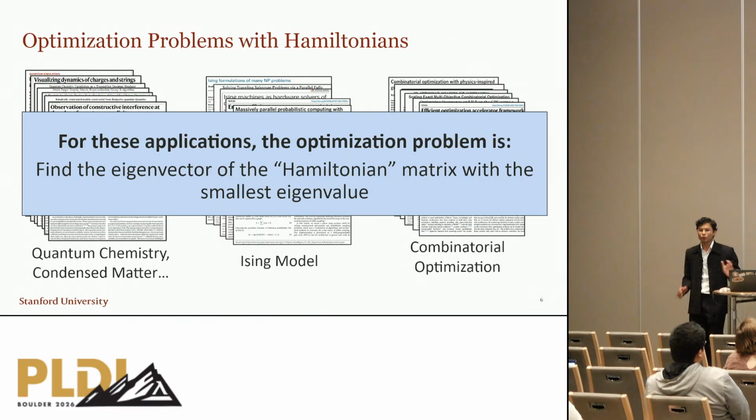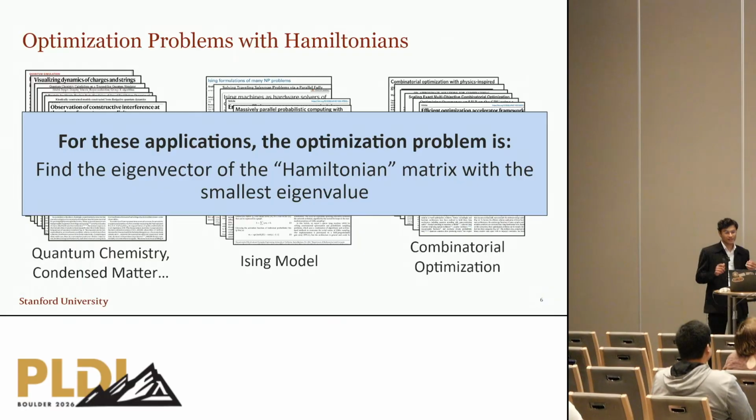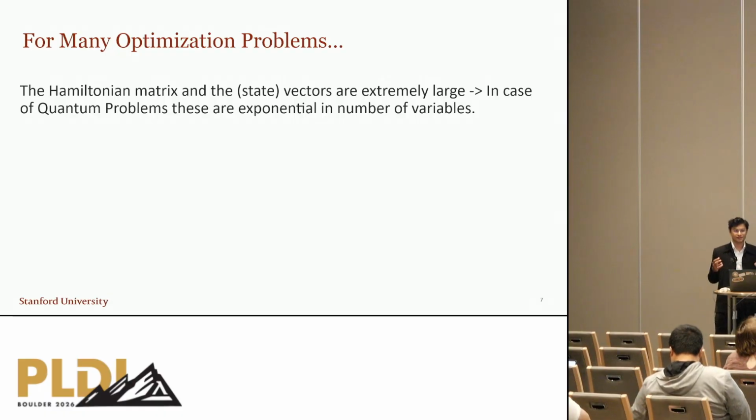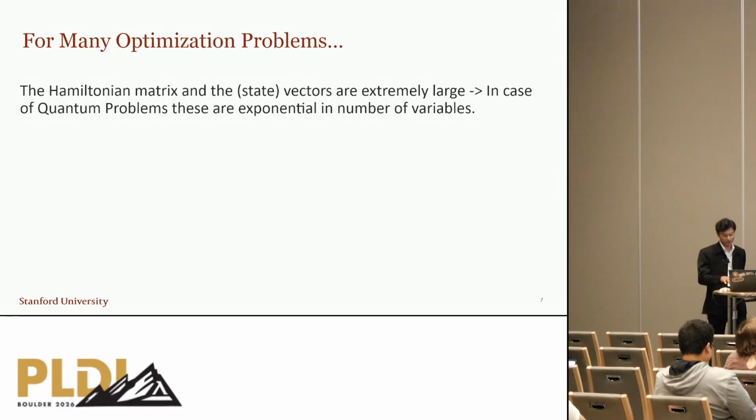In this setting, the overall task that you have at hand is the following. You want to find an eigenvector of the Hamiltonian matrix that has the smallest eigenvalue. This minimal eigenvalue is just the ground state energy of your system. For many of these problems, the Hamiltonian matrix and vectors that describe states can become extremely large.